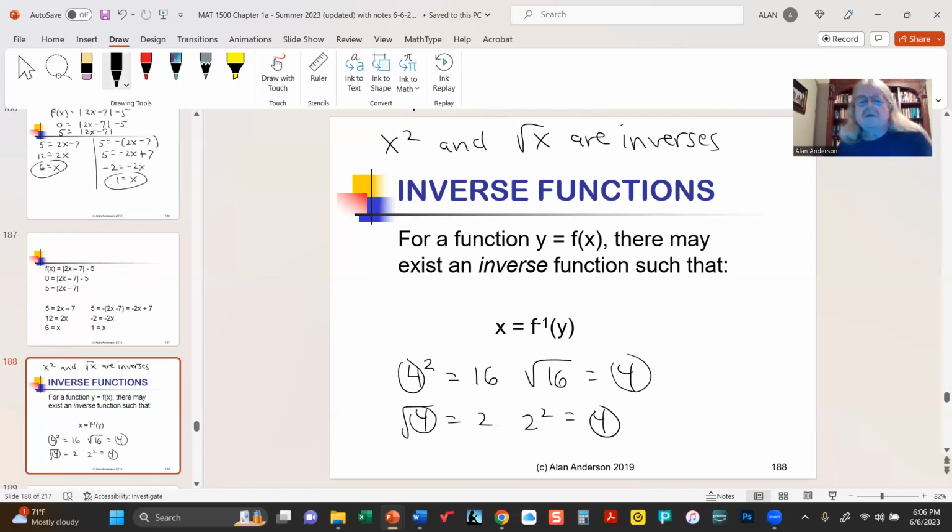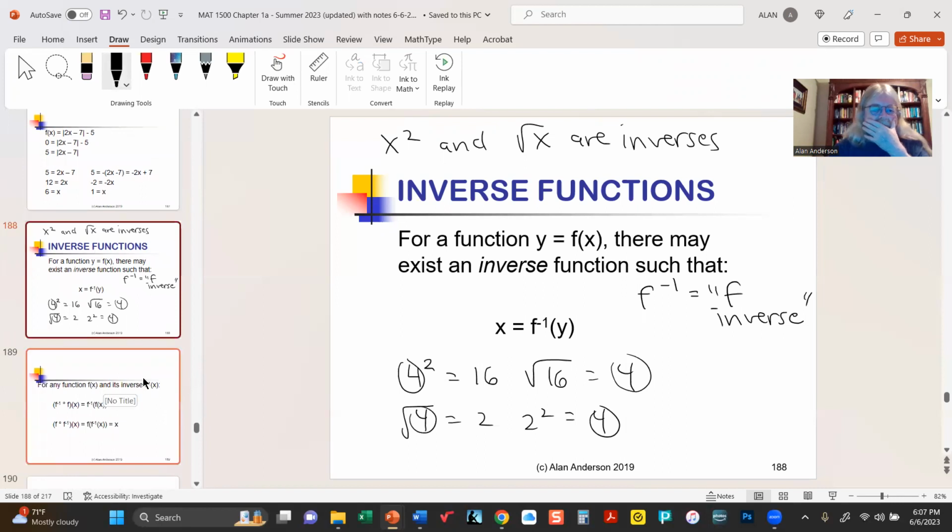So the notation we'll use for inverses is f inverse, f negative 1. So what we're going to do is try to see how to find the inverse of a function. Now, it's obvious for x squared and the square root of x, but it isn't always that straightforward. In fact, it's often a very complex procedure. But it turns out there's a surprisingly simple way of doing this.